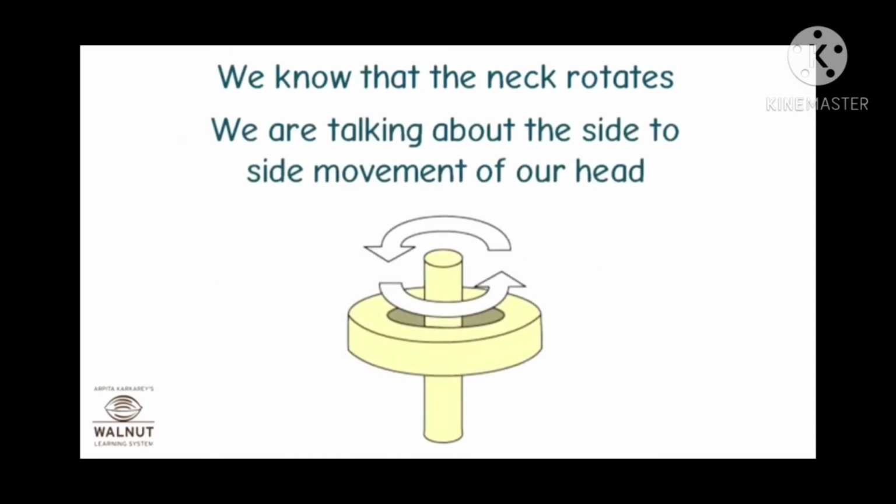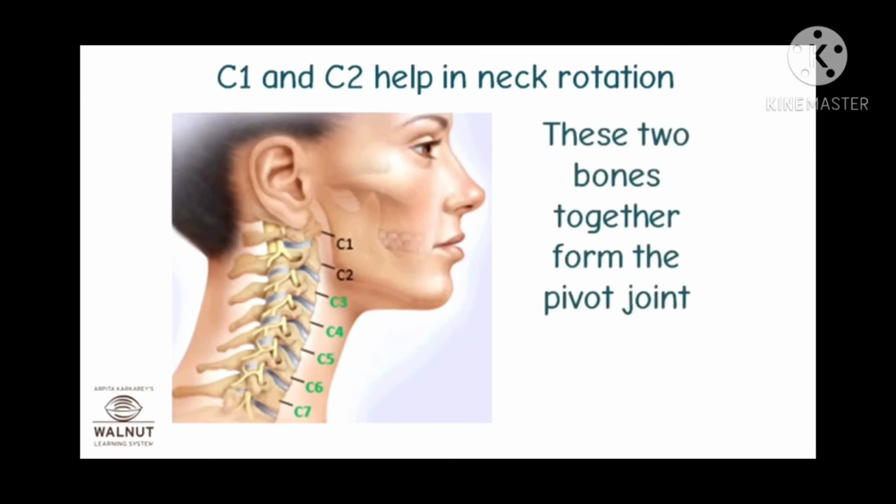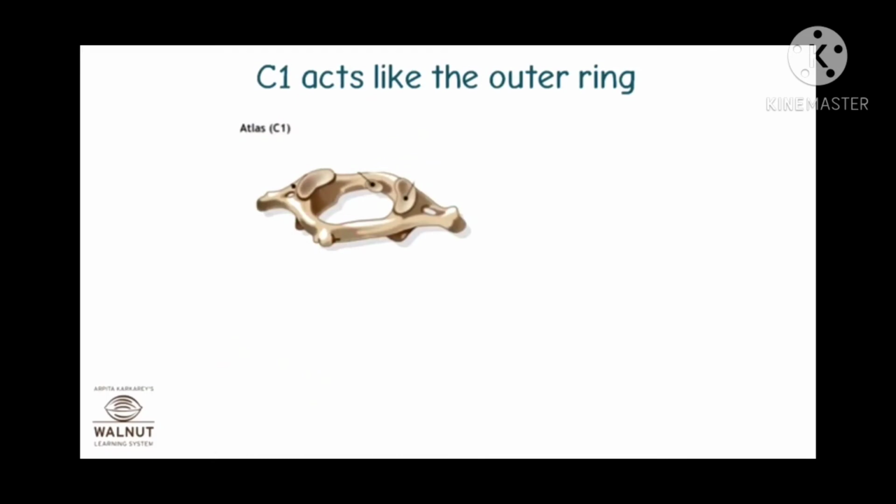This gives our neck different rotations. We know that the neck rotates. We are talking about moving sideways and also moving backward and forward. These two bones together form the pivot joint, that is the C1 and C2 bones. You can observe this in a video.